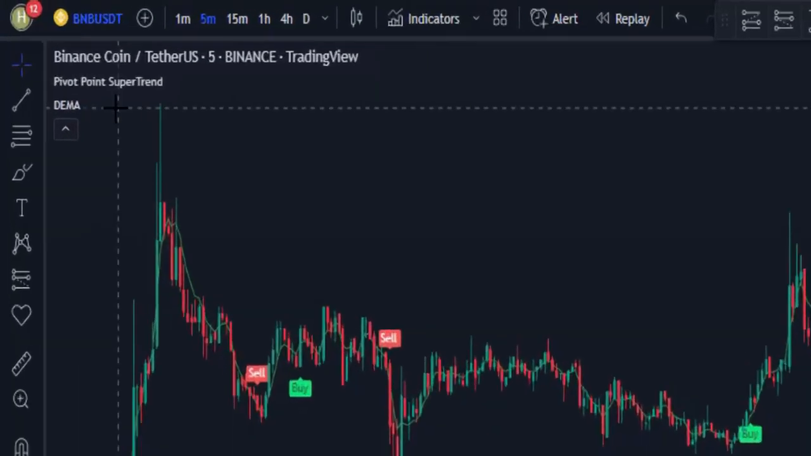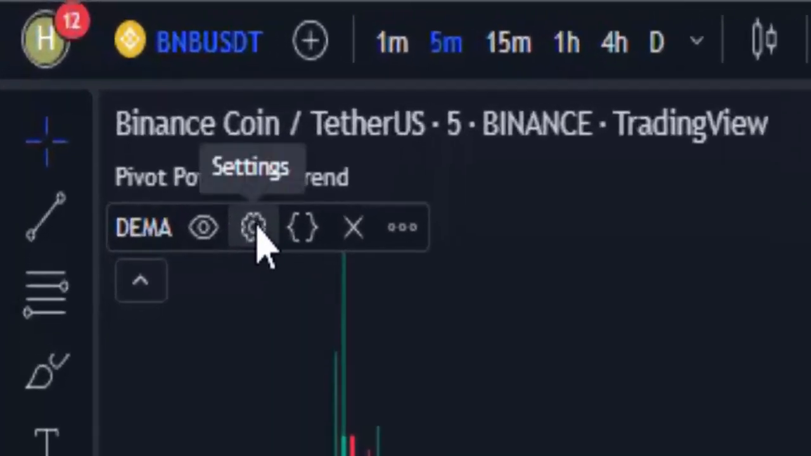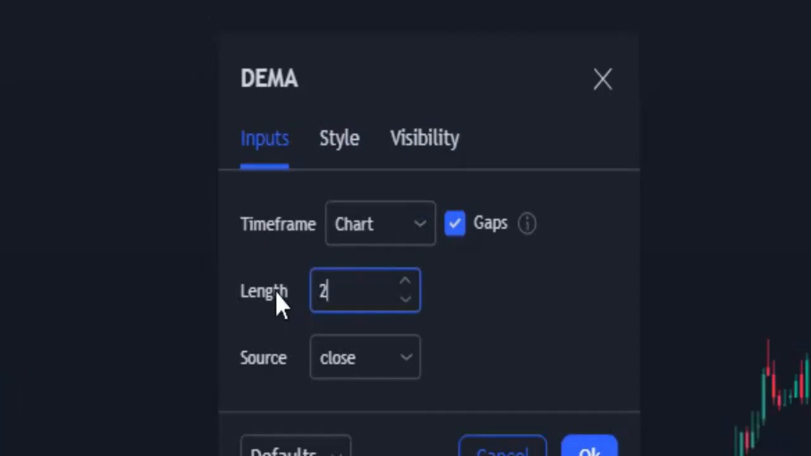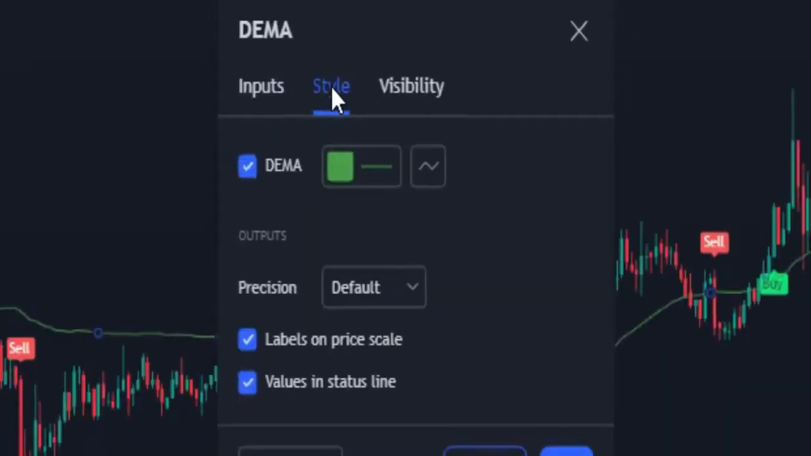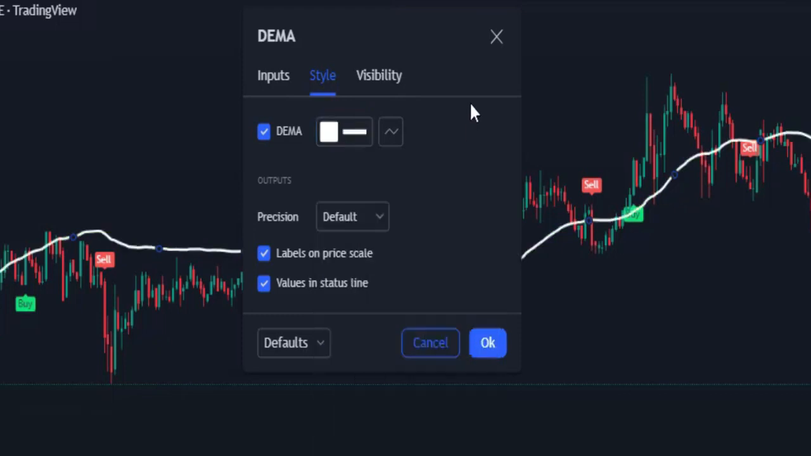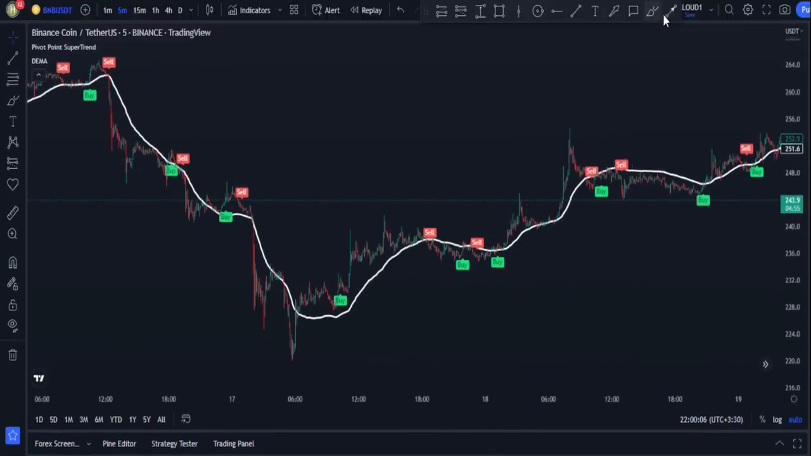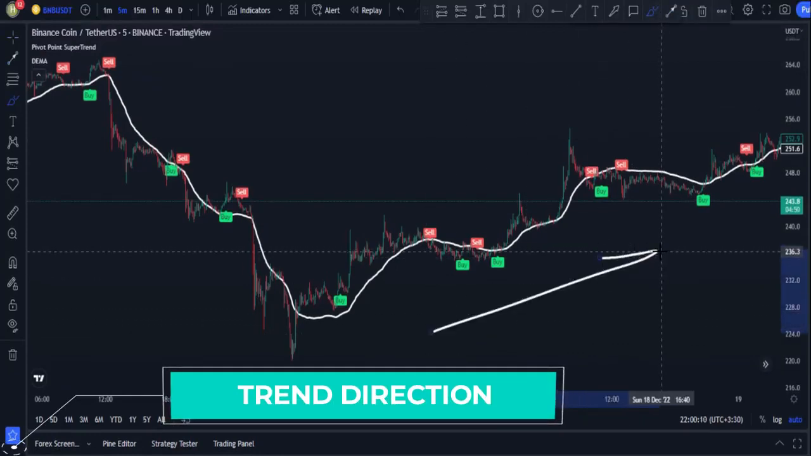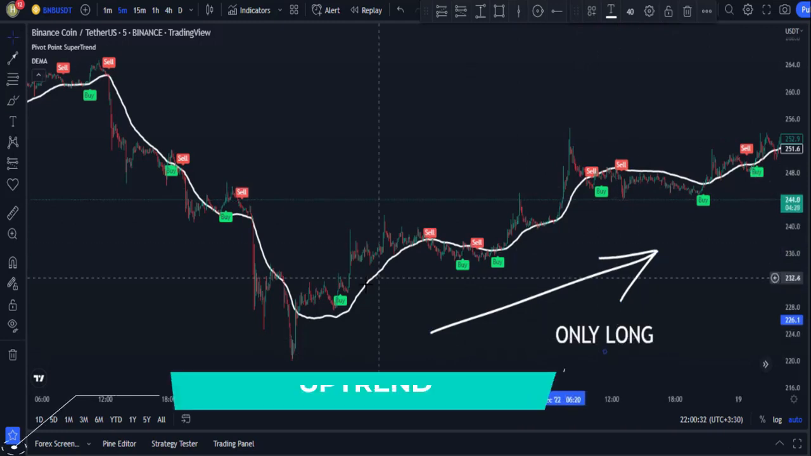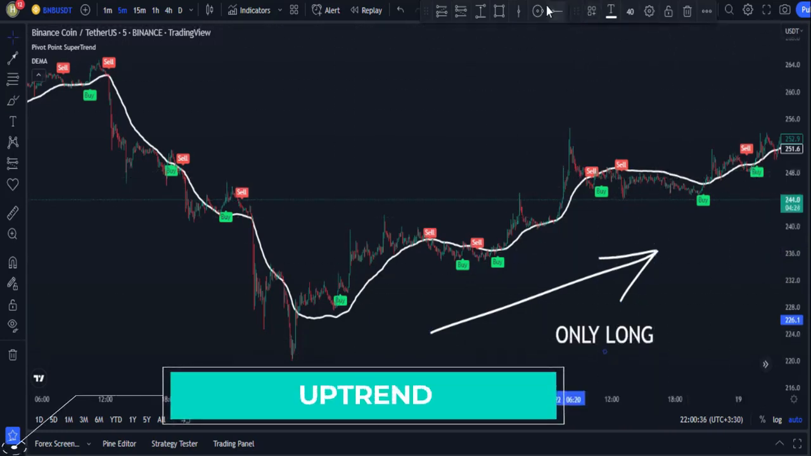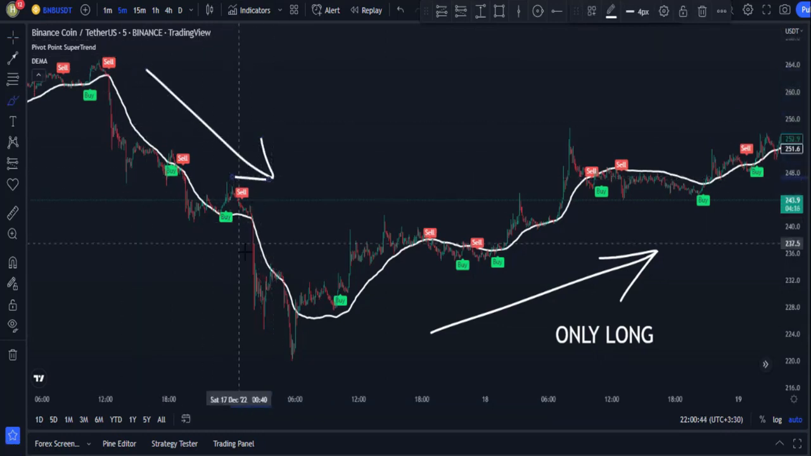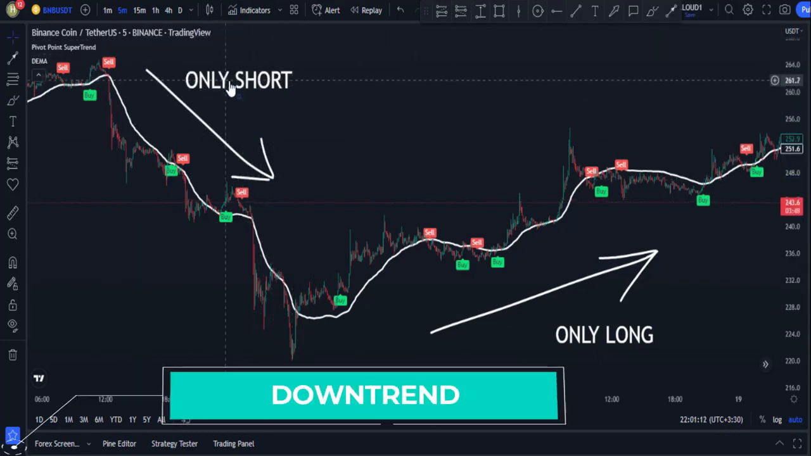Then get into the settings menu. In the input section, change its period from 9 to 200. And in the style tab, make the color white and make it a little thicker. This indicator will help us to indicate the trend direction of the market. So whenever the price action is above the DMA line, we only take buy signals. And whenever the price action is below the DMA indicator, we only take sell signals.